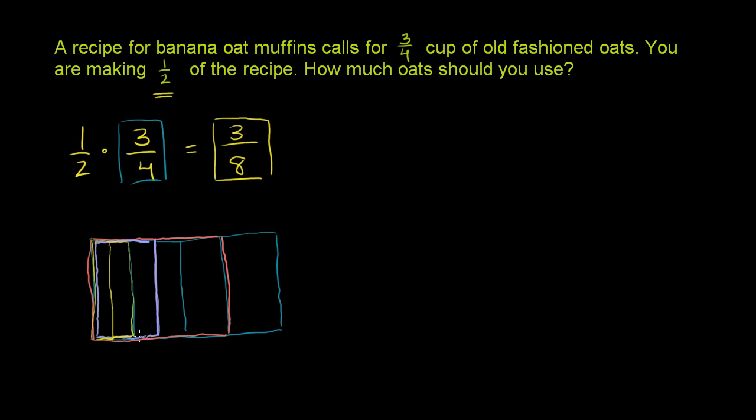And then this is the second piece right here. We divide it into 1 piece and then 2 pieces. This is the third piece. So we divide it into 2 pieces. And this is the fourth piece, or the fourth section. And we divide it into 2 sections.